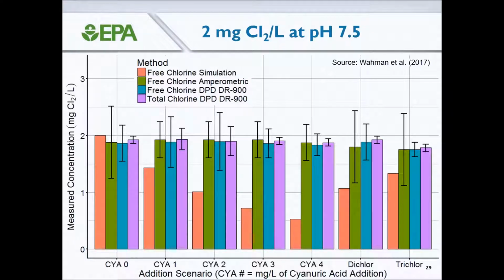So the first 5 bar sets, which is the CYA0 to CYA4, were made by adding various cyanuric acid concentrations to this 2 milligrams per liter of total chlorine. And you will see that even though the actual free chlorine concentration decreased with increasing cyanuric acid addition, the measurements remain the same for essentially both the amperometric and the DPD free chlorine measurements.